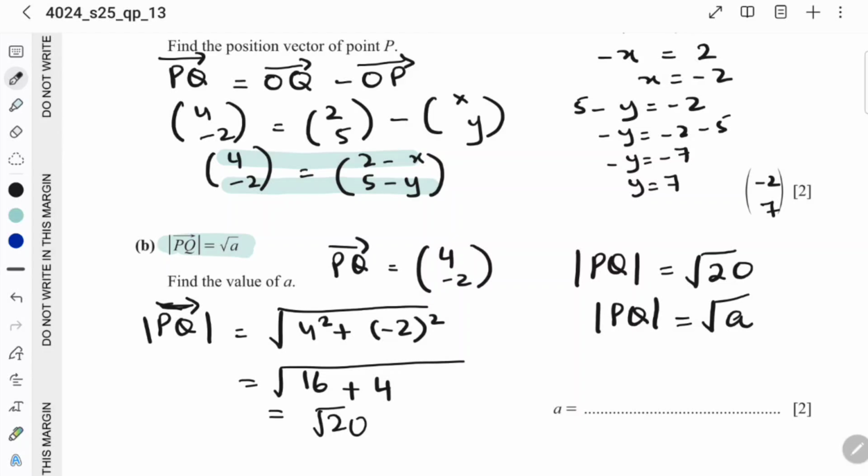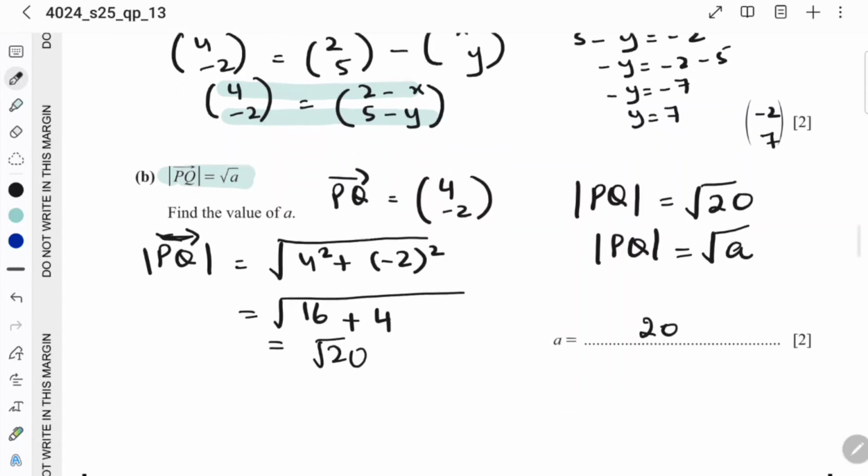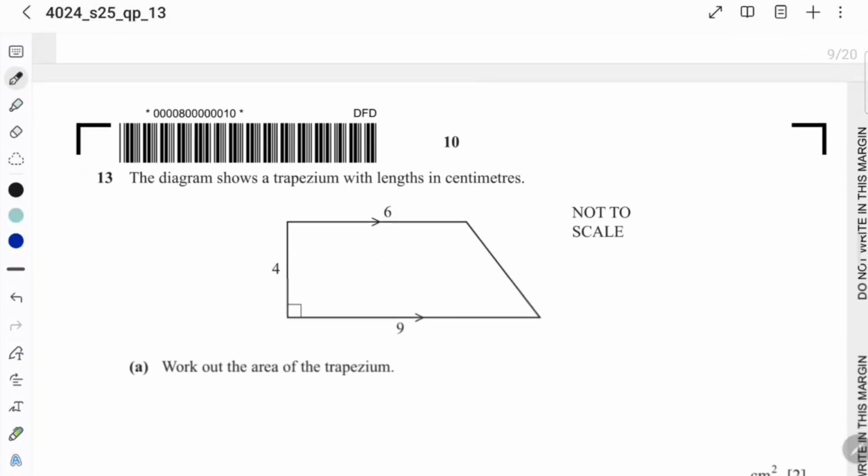So write down a equals 20. The common mistake students make is that they write down square root 20 for it. They'll lose 1 mark, because for the calculation they'll get the marks, but in the end they will not get the mark for the answer. It is not square root 20, remember.